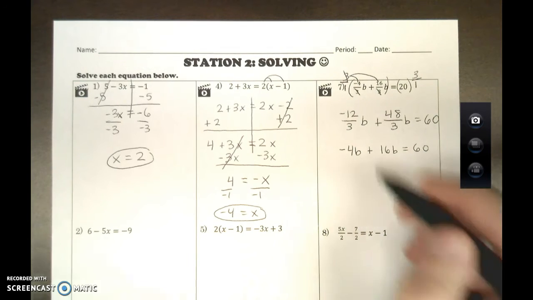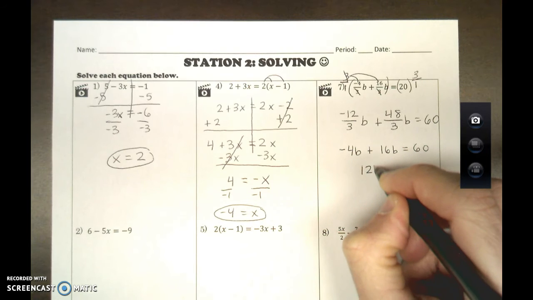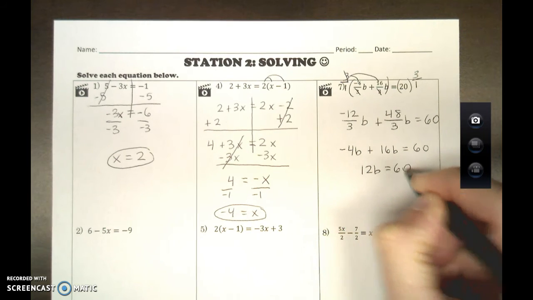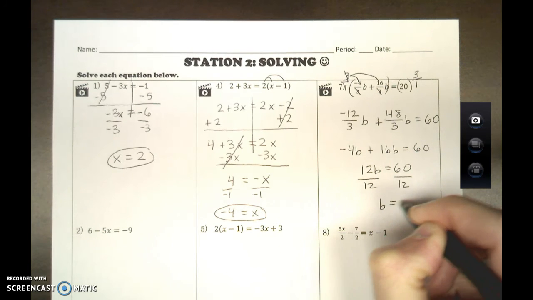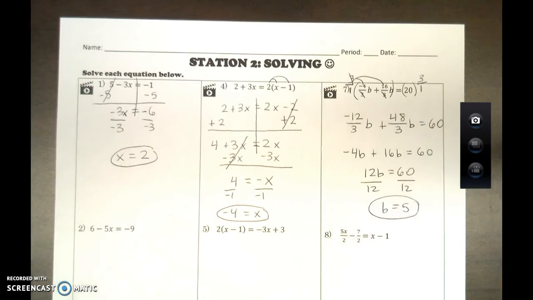So now I combine like terms, negative 4b plus 16b is 12b. And now I can divide both sides by 12 and get b is equal to 5. Alright, so work on number 8 and number 9 and make sure you get it signed off by a teacher.